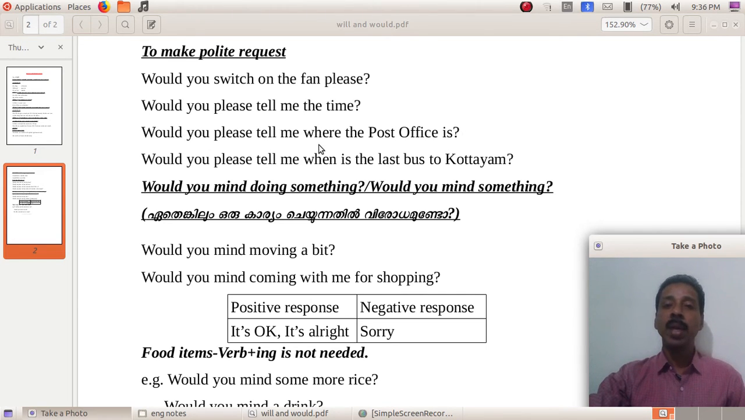Would you please tell me where the post office is? Or would you please tell me where the police station is? Would you please tell me where St. John's College is? Likewise. Then would you please tell me when is the last bus to Kottayam? If you have to find out the time of the bus, this is the way you can ask. Would you please tell me when is the first train to Trivandrum? Likewise. So to make a polite request we use would.